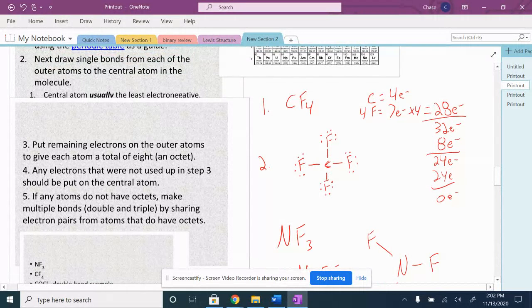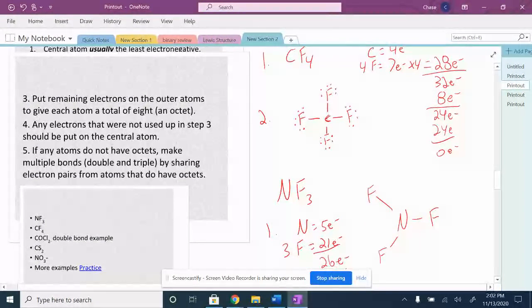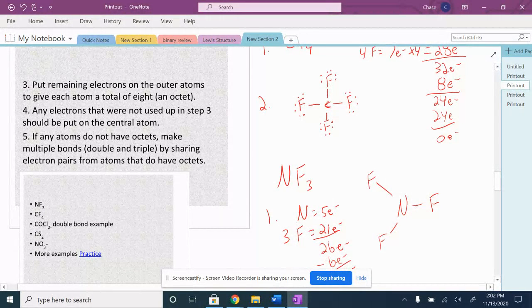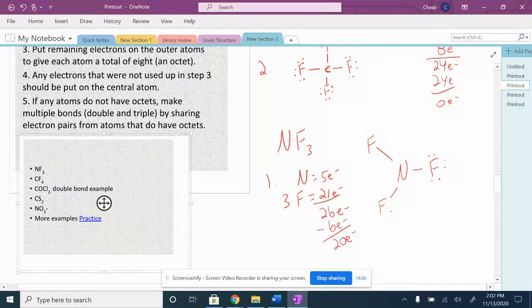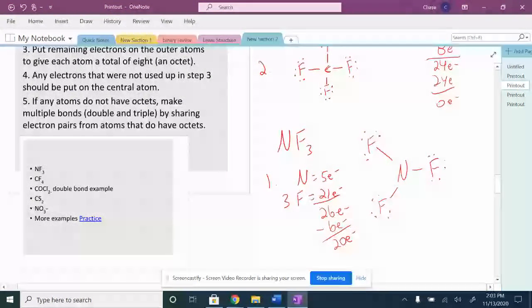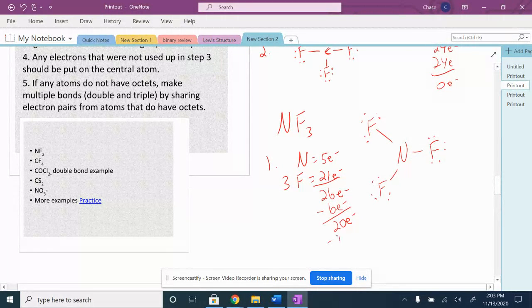Step number 3 says to put remaining electrons on the outer atoms to give a total of 8. So it's sharing 2. So 1, 2, 3, 4, 5, 6. Now it has 8 total, 6 of its own, sharing 2. So I've used 6, 7, 8, 9, 10, 11, 12, 13, 14, 15, 16, 17, 18. So now I've used up 18 electrons, which means I have 2 left.